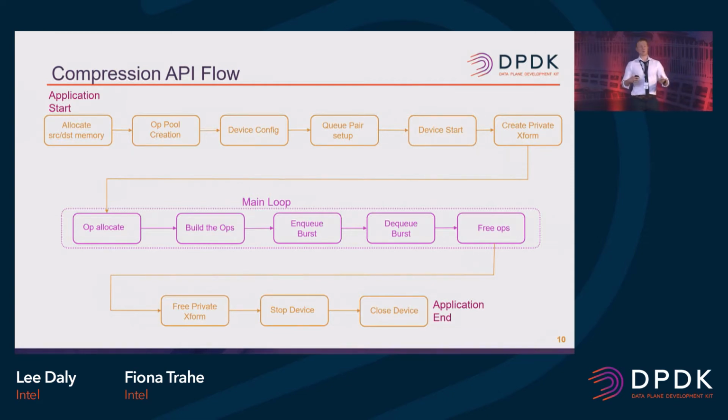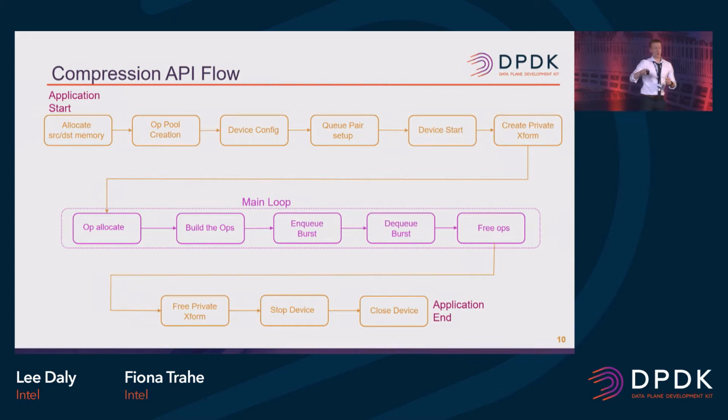You allocate memory, you set up your devices, you do general config. But our last step there is creating that private transform. Again, that's what Fiona mentioned, where at the API level we have a generic transform, and that's what the application will fill in. And then that gets converted into a private transform, which is PMD specific for that algorithm. What is that individual information that the algo needs?